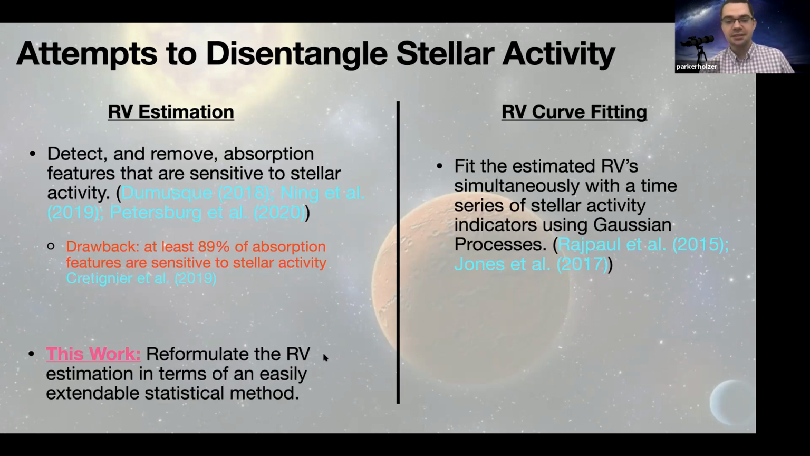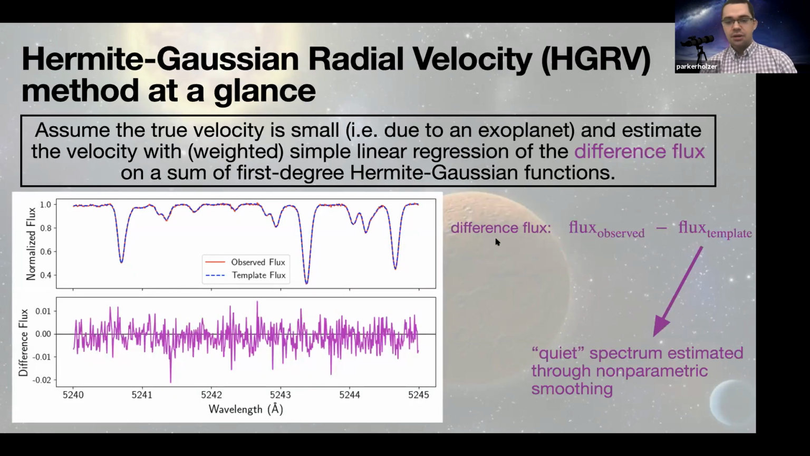And so ideally, my approach and the approach from David Jones and the others over here would be able to both be used to get at this stellar activity signal. So let me introduce you to this new method that helps to detect a radial velocity in the spectrum. It's called the Hermite-Gaussian radial velocity method, HGRV for short.